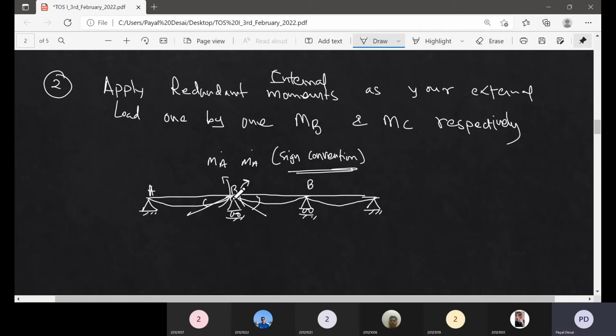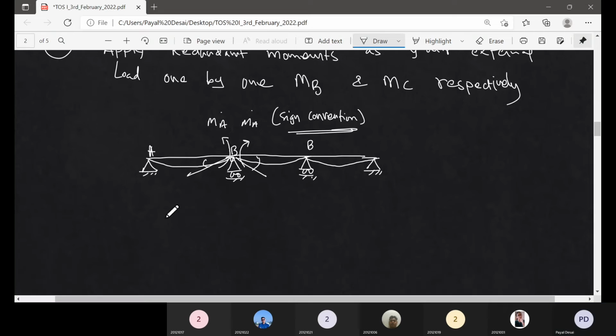So you may apply reverse also. I don't see any point. You may apply reverse also, but then from the formula it will be the reverse sign. Whatever formula you are picking up, it will be different, right? So here let us keep the consistent sign convention right now. I have still applied MA, MB, MA as tension in the bottom fiber. So let us see what happens now. Okay, second step. Apply at the joint B the internal moment.